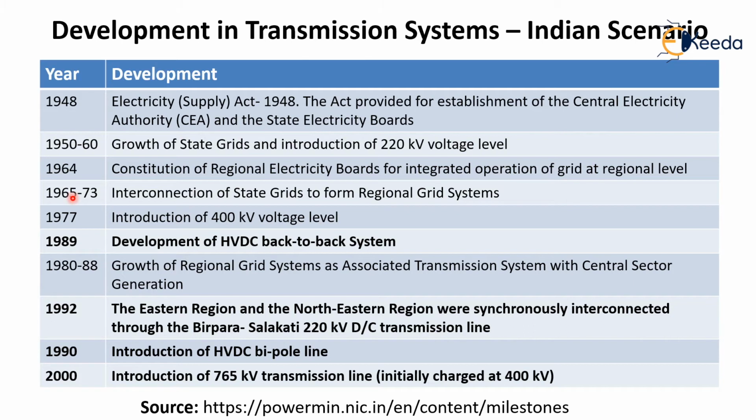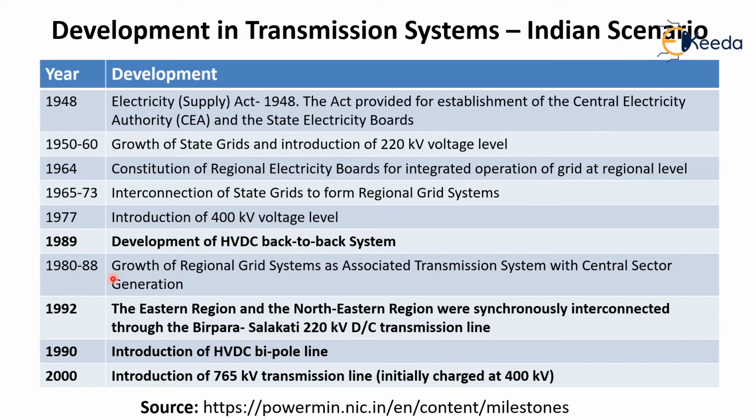Okay, so initially we started with state grids, and the state grids were developed into regional grids in 1965 to 73. And in 1977, the introduction of the 400 kilovolt voltage level started for transmission. In 1989, we started the development of the HVDC back-to-back system. In 1980 to 88, the growth of regional grid systems, as well as associated transmission systems with central sector generation, started.